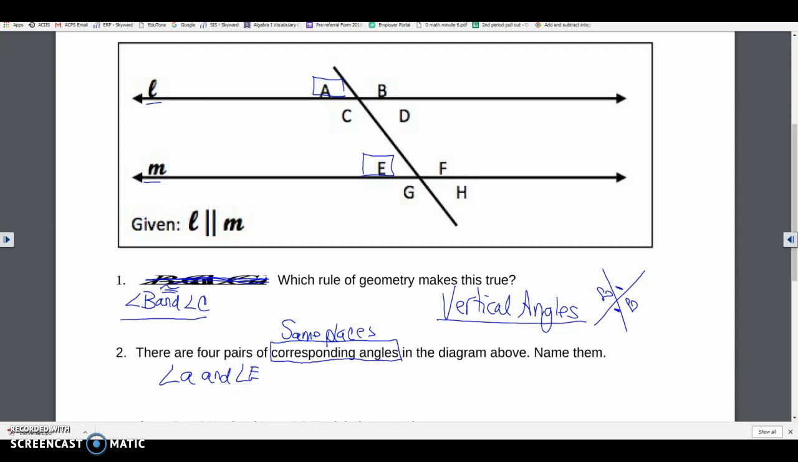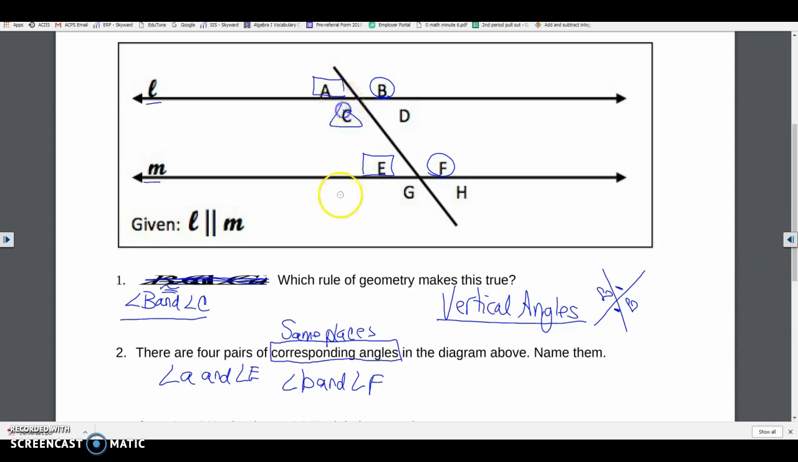So what is another set of corresponding angles? We have angle B on the top right for line L. Then we have angle F on the top right for line M. So angle B and angle F. That's 2. So what can you think are the 2 next corresponding angles? C and G.